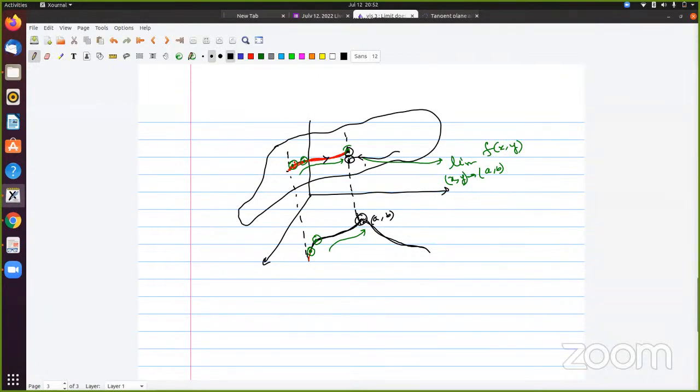Because we are approaching the same point A comma B, but we took 2 different paths. And when we look at the functional values, they are approaching 2 different values. That means the limit does not exist. If the limit exists, you can take any path, and the functional value should approach a unique point. Clear?